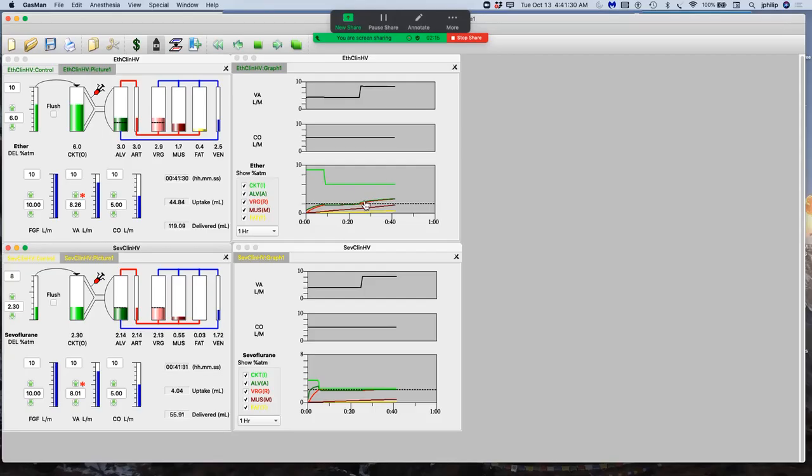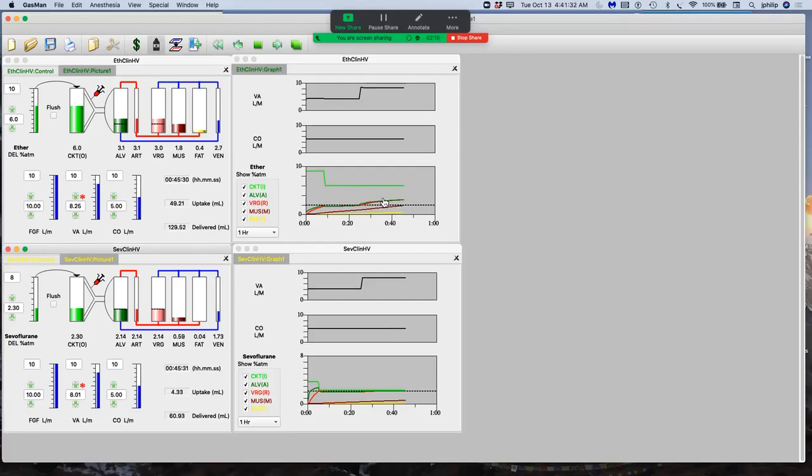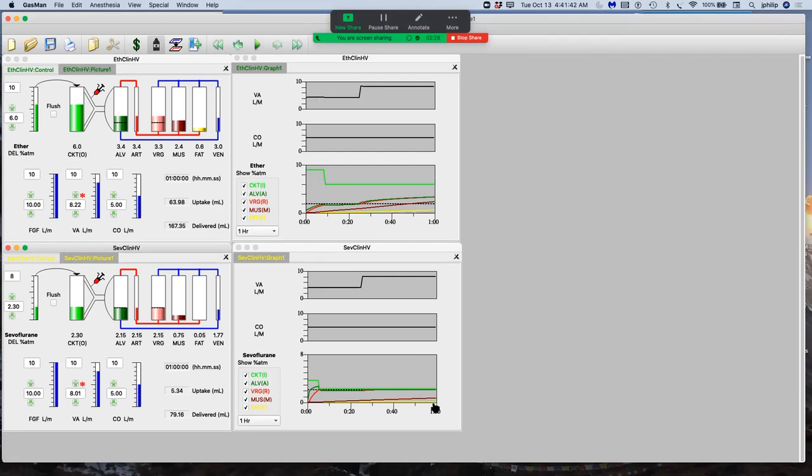The expired concentration of ether is going up dramatically, whereas for sevoflurane, it's remaining almost exactly constant. Any insoluble drug will have this property, and any soluble drug will have that property.